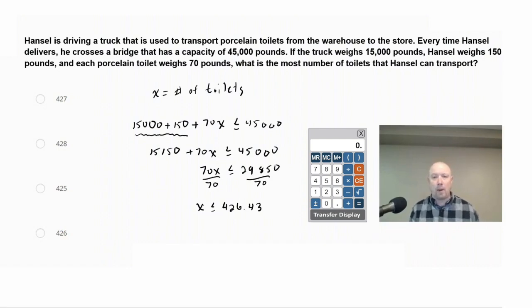So now we have to think about this. Are we going to round this down or are we going to round this up? Well, the capacity is 45,000 pounds. So if we need our X to be less than 426.43, we want to round down. So our answer would be 426. That concludes our video.